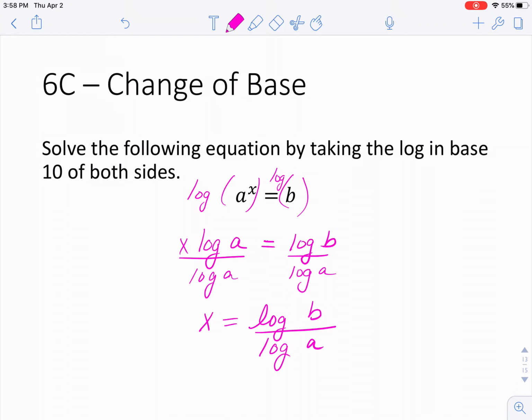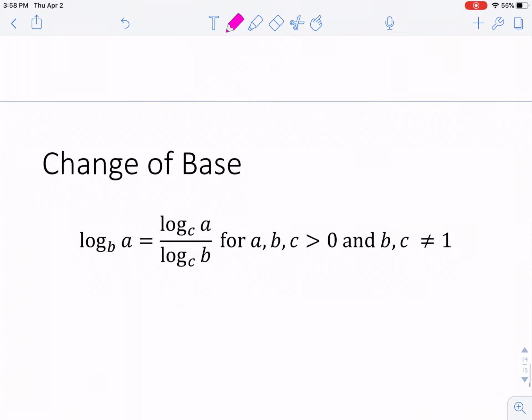Now, why is that important? Well, that's important because that's actually what's called the change of base formula. If you look really carefully at your graphing calculators, you'll notice it only has log base 10 and the natural log, which is log base e. But we don't always just have things in base 10 or base e, so we need a way to convert that. That is called the change of base formula.